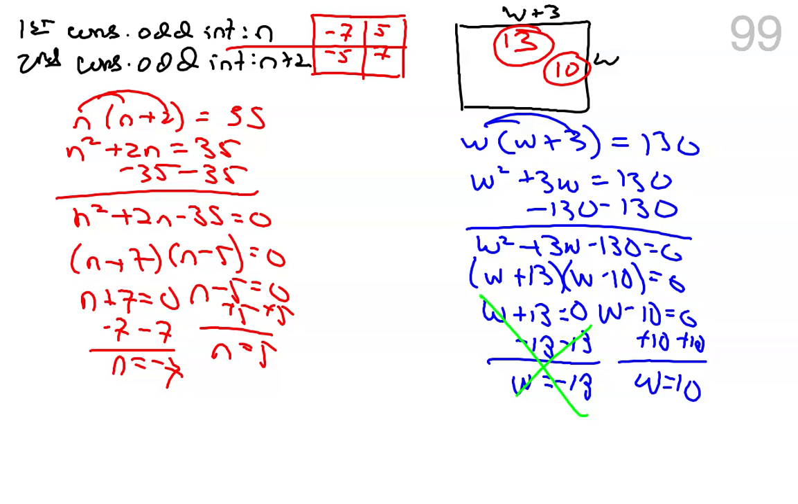Okay? You can't have a negative length, so that's why it's rejected. Can I have a negative number? Yeah. Are there odd numbers that are negative? Yeah, so that's no problem. Any other questions about how to go about doing these?